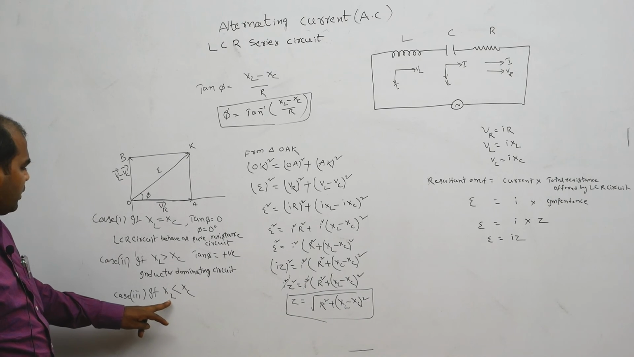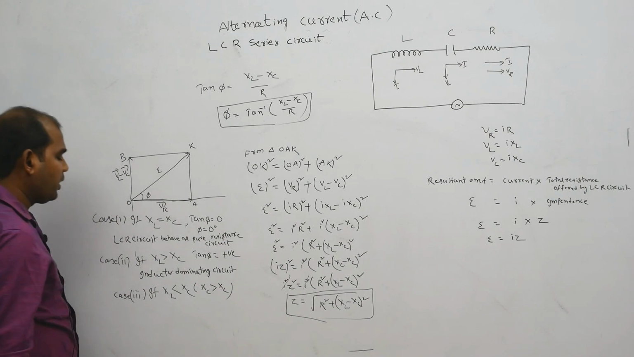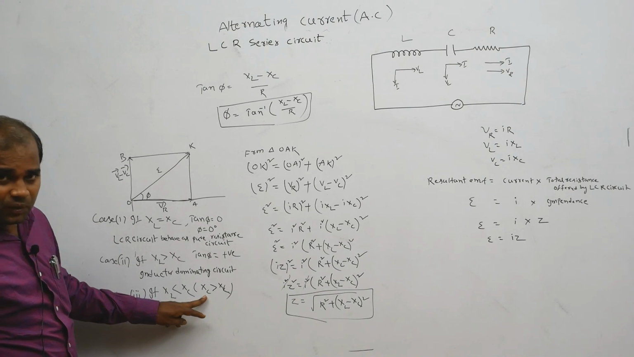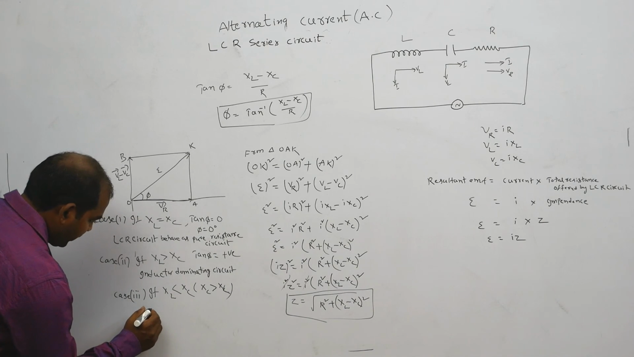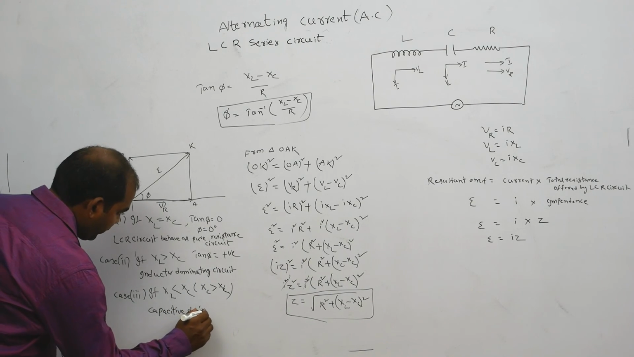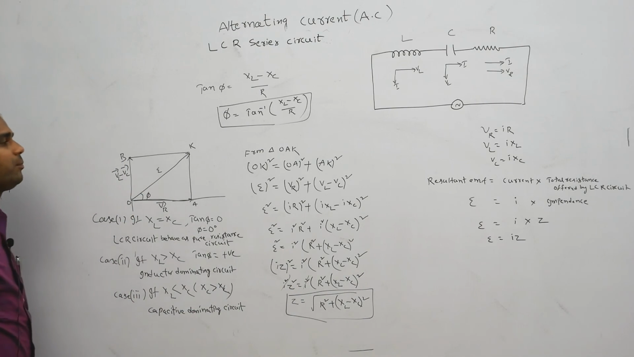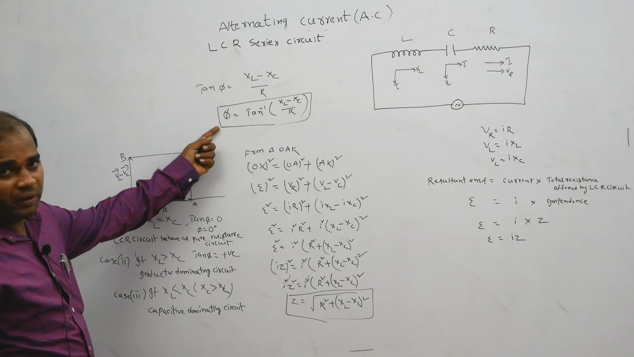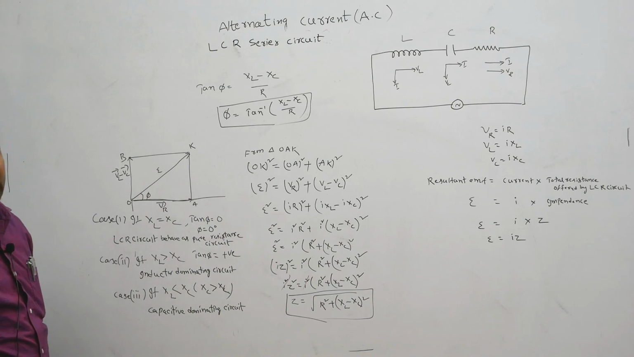Next, in the third case, XC is greater than XL. Now we can understand easily, if XC is greater than XL, what happens? Because XC is greater, it behaves as a capacitive dominating circuit. So, these are the main important statements and formulas for tan phi, the impedance formula, and the three cases we discussed under the LCR circuit.